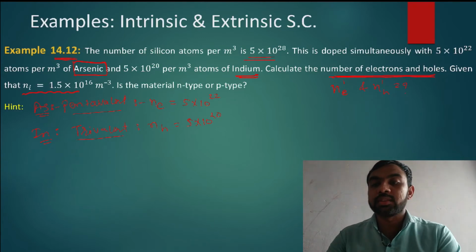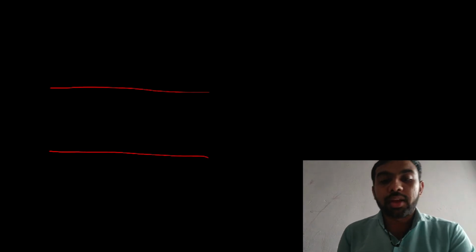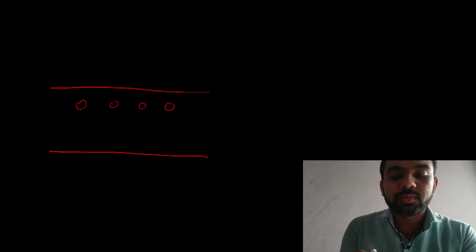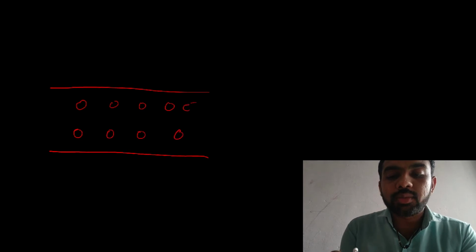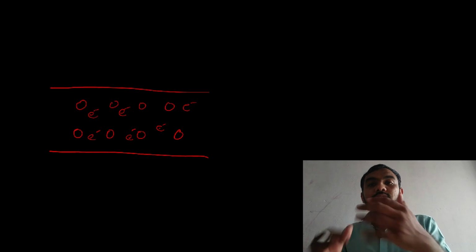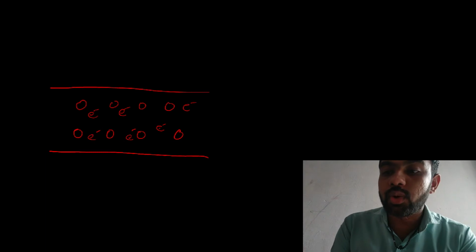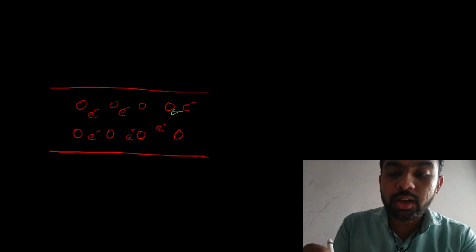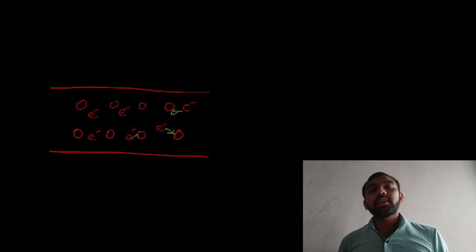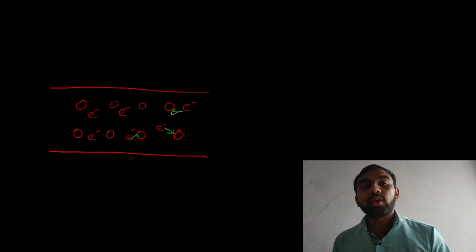Now you must understand something. Suppose this is your band. Consider it is a band. Here you add some holes, and here you add some electrons also. It means you have added holes and electrons both together at a time. Then these electrons combine with the holes. Note this: some of the electron-hole pairs are destroyed. So what is the remaining?